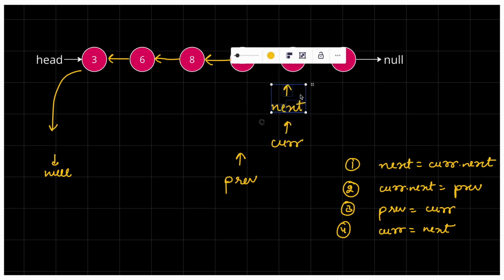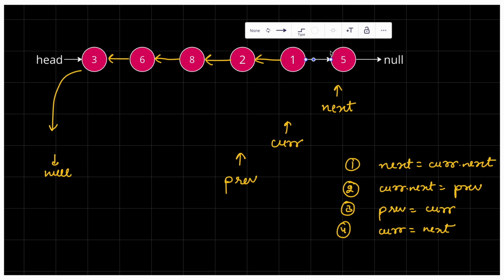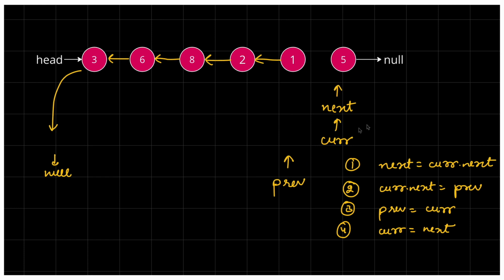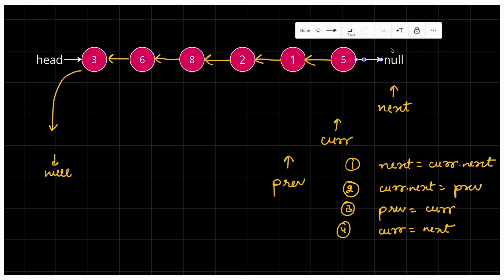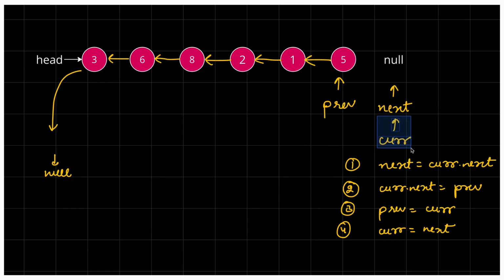First make sure that your next starts pointing to the next node. Make sure your current is pointing to previous now. So you are eventually making this pointer and breaking this one. And now your previous will start pointing to the current node, and your current will start pointing to the next node. And once again, you will do the same step. Your next will start pointing to the next of the current. Your current will start pointing to the previous, which means you are breaking this pointer. And then your previous becomes current, and your current becomes next, right? And now your current is pointing to null. That means you have reversed all the nodes.